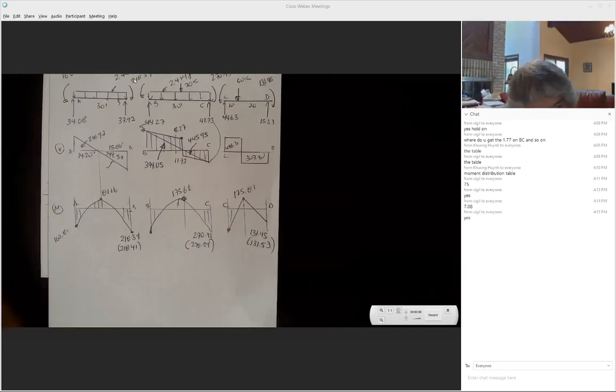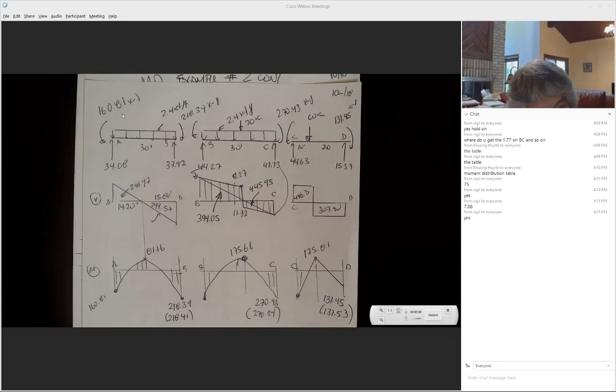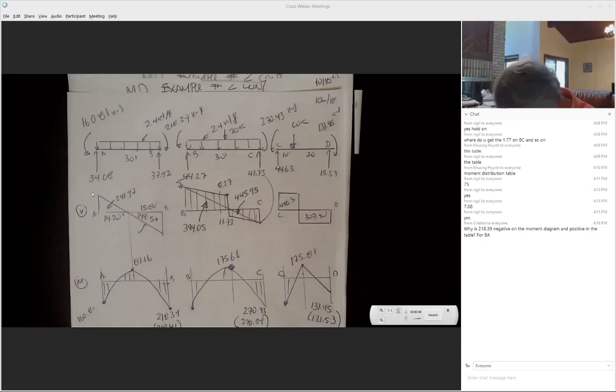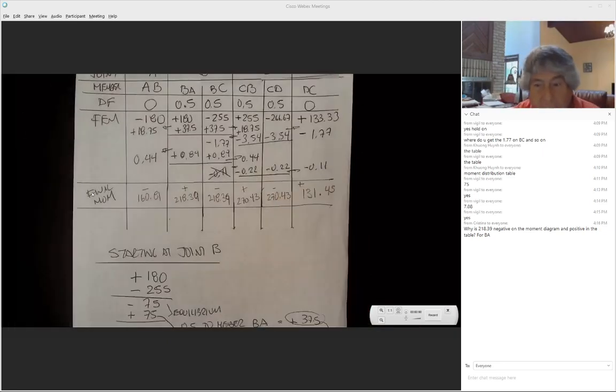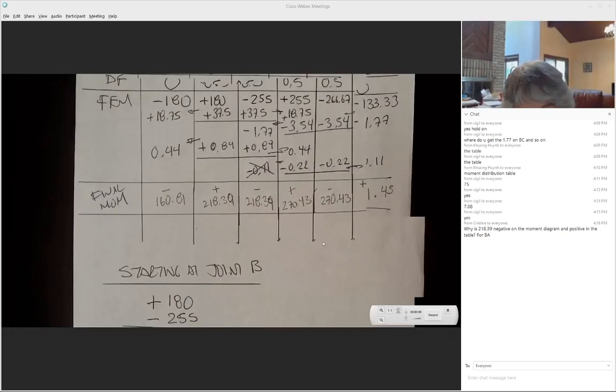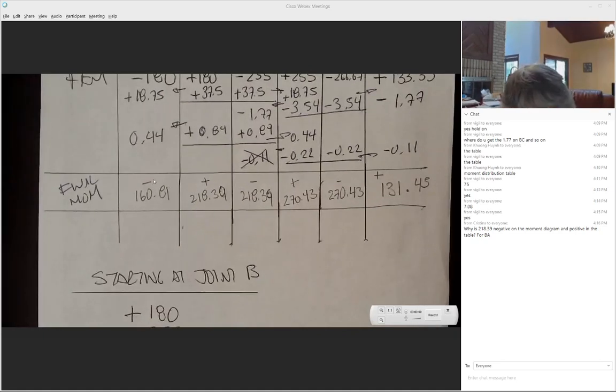And this is what I did in this page. So on this page, I put the moment that we computed from the moment distribution table, and one negative in the moment and positive in the table. Okay. The sign convention. The sign convention from the table. The sign convention is negative, we plot it counterclockwise. Positive, we put it clockwise.